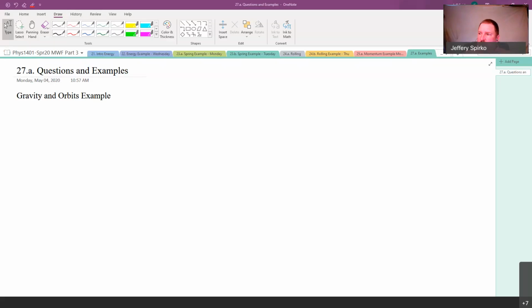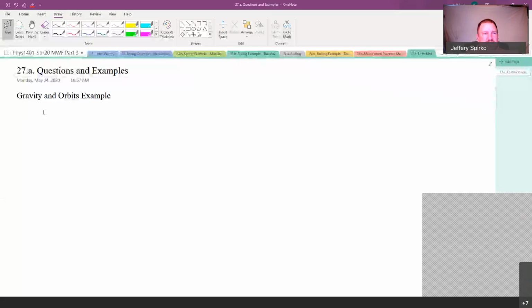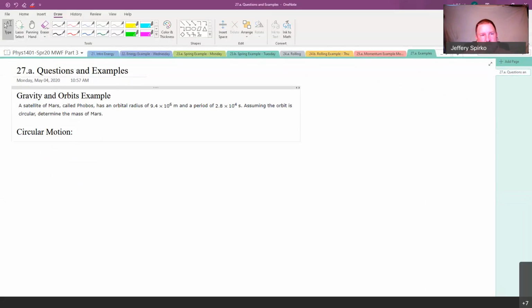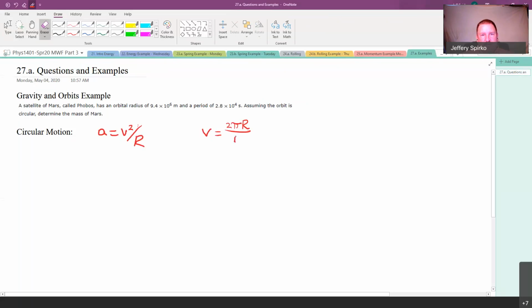So we're going to take a look at gravity in orbits, and the context is this homework question dealing with an orbit. When you're talking about orbit, you're talking about several concepts all put together. You're talking about circular motion, where A is equal to V squared over R. And you're also talking about V equals 2 pi R over capital T.